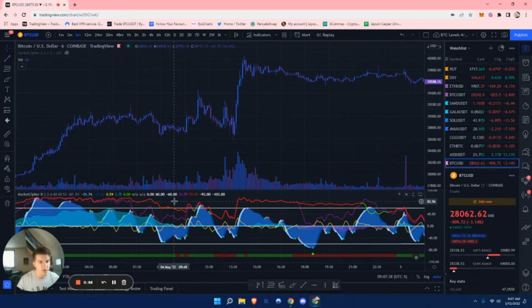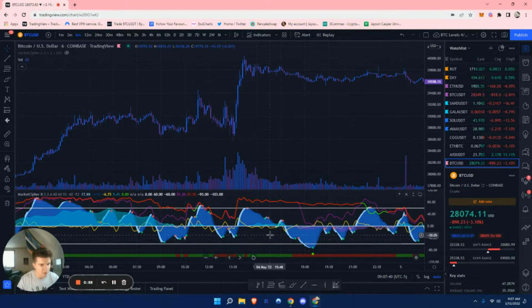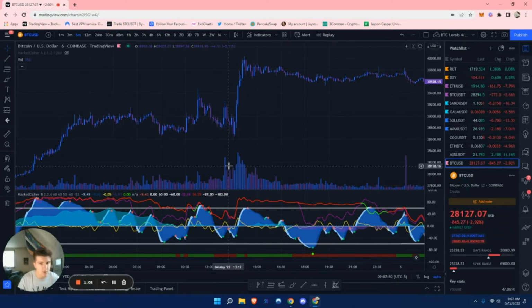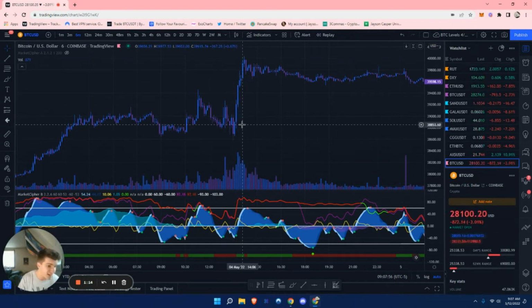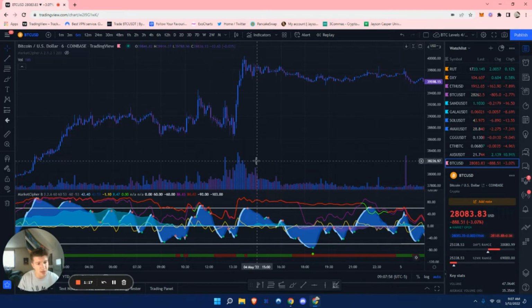The indicators I am using are, of course, Market Cipher B, as you can see on the bottom of my screen right here, and then I added the regular volume indicator. Again, no settings whatsoever. I did change my candle colors to blue and purple. In this example, blue candles represent a green candle and purplish candles represent a red candle.